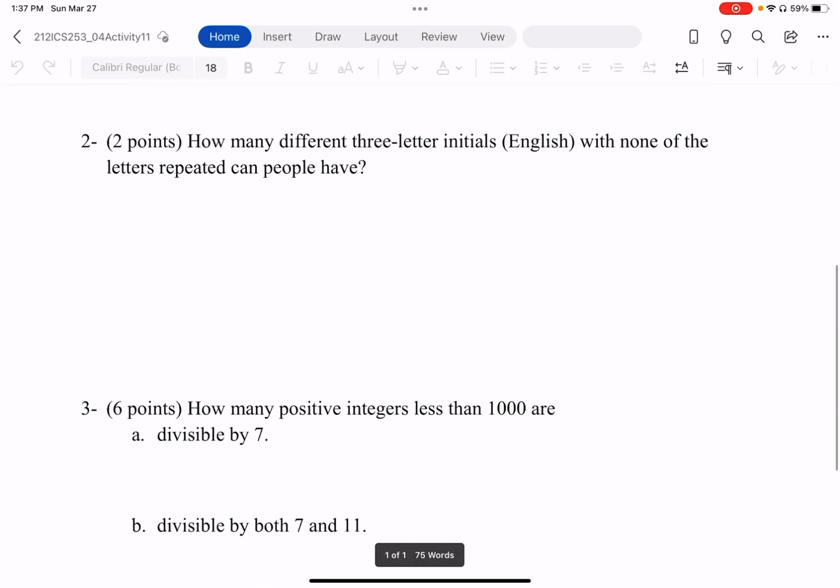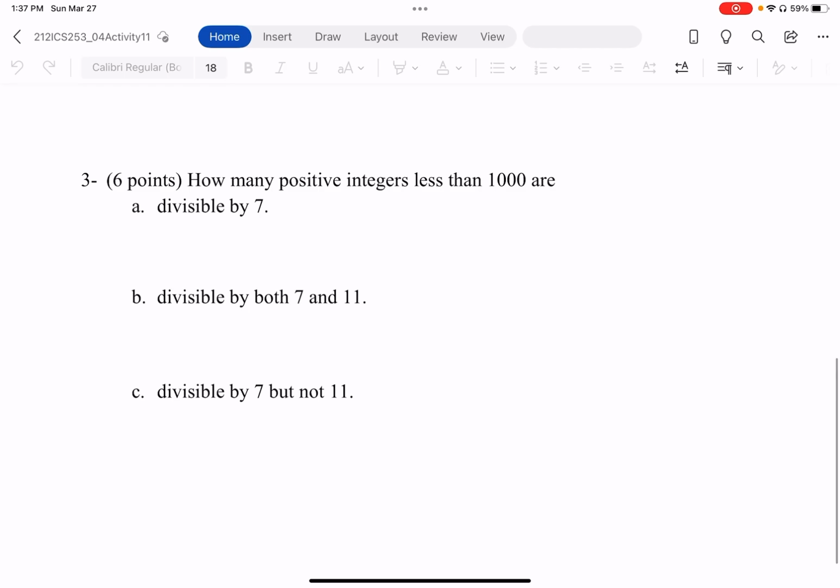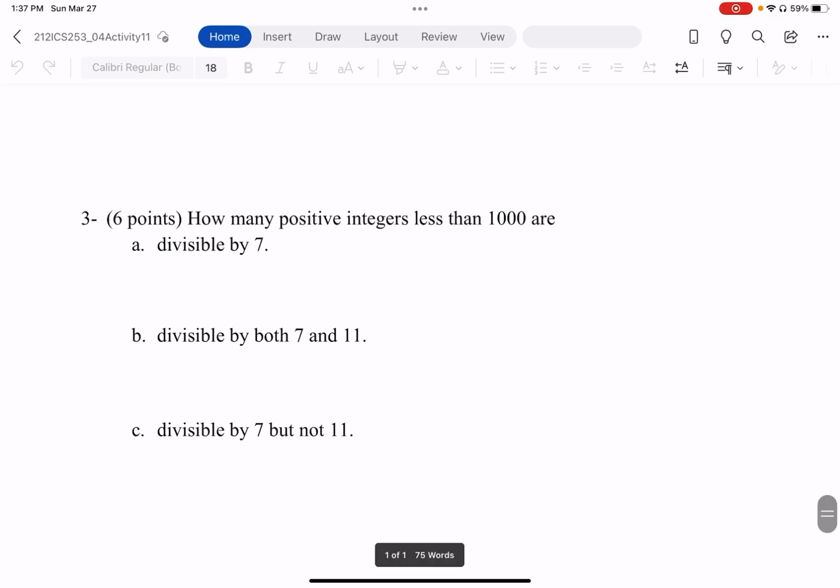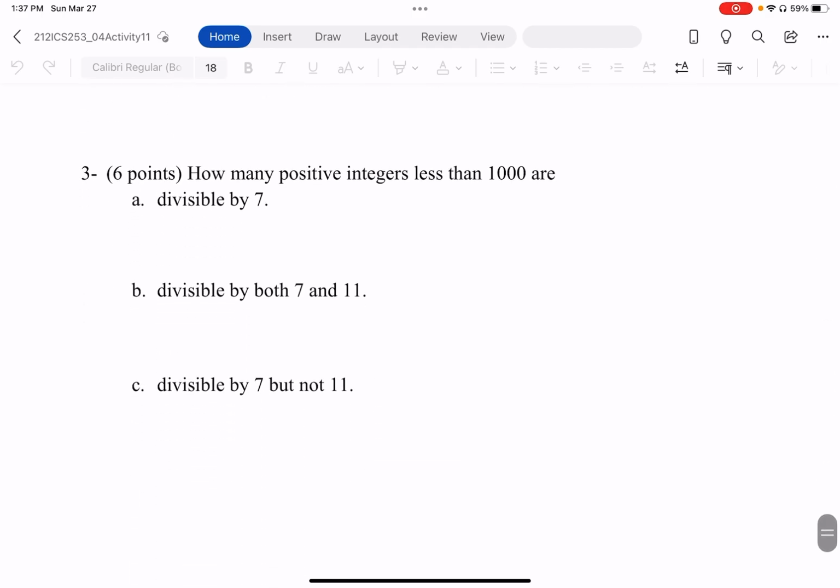Now, next we have this question. How many positive integers less than 1,000 are divisible by 7, divisible by both 7 and 11, and finally divisible by 7 but not 11? So together, we will solve number 1, number 2, 3A, and 3B. And I will leave you with 3C to figure out and submit.